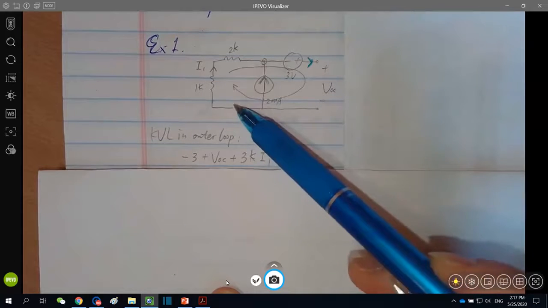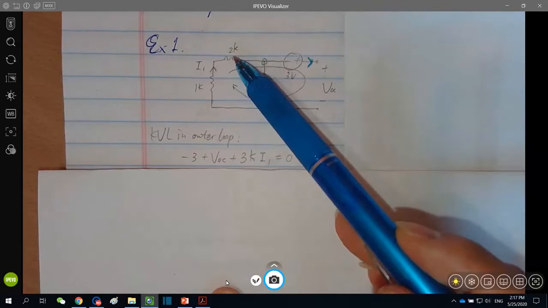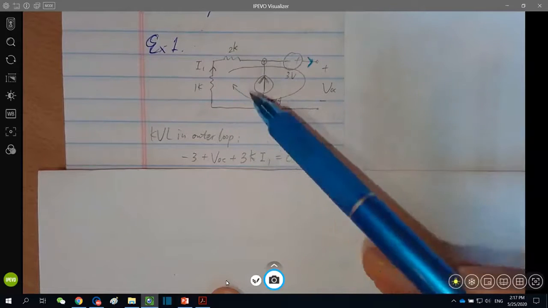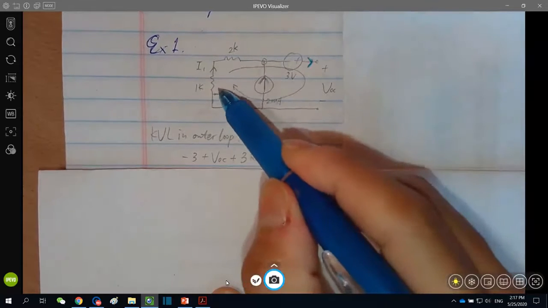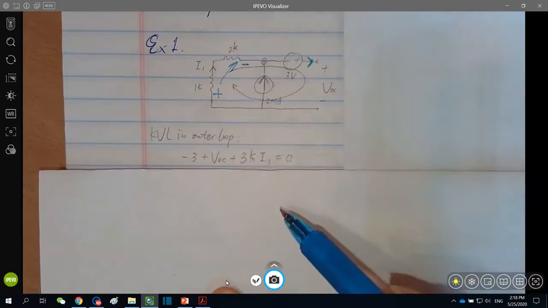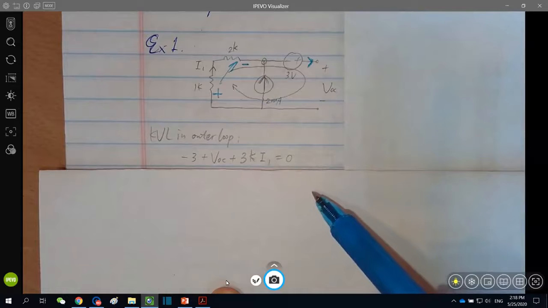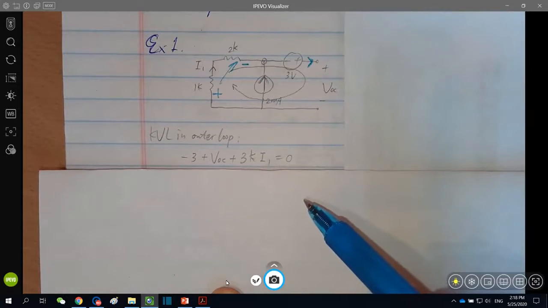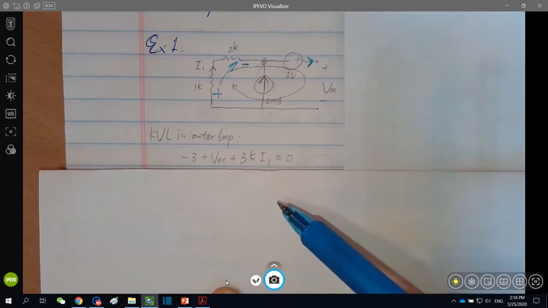The last term inside this loop is 1 kilo and 2 kilo series connected. So 3 kilo ohm times the current flowing through them establishes a voltage polarity like this. So 3K times the current I1 equals 0. And obviously I1 is another unknown I defined. 2 unknowns, 1 equation. Obviously not enough. We need to find something more.